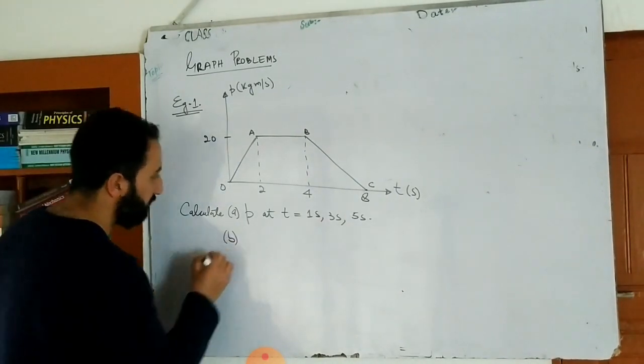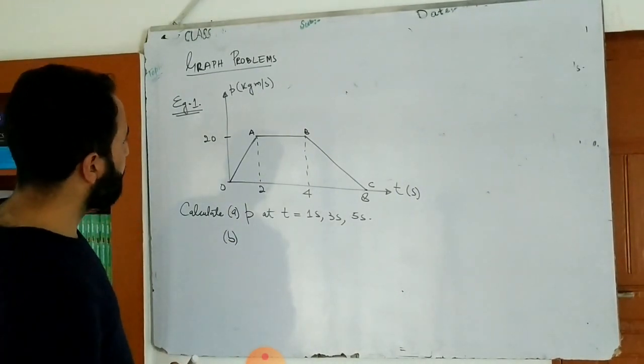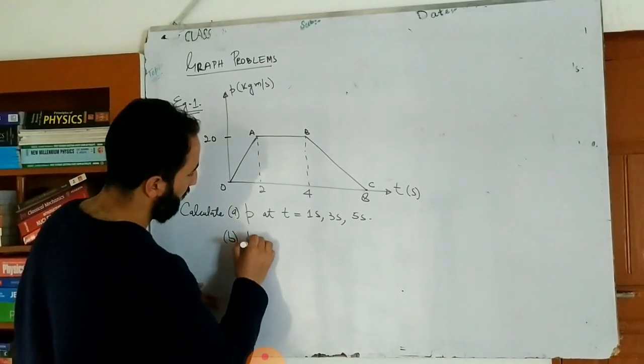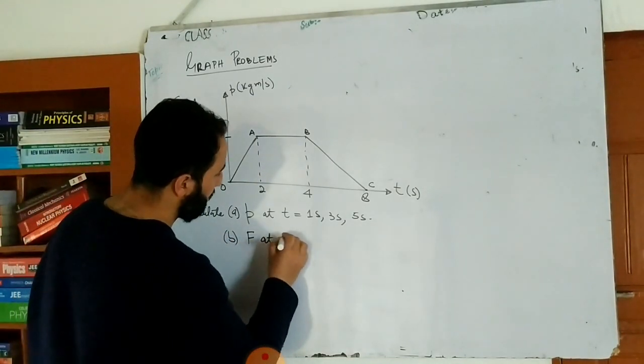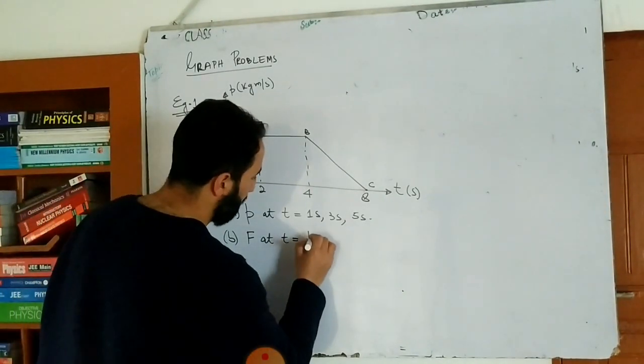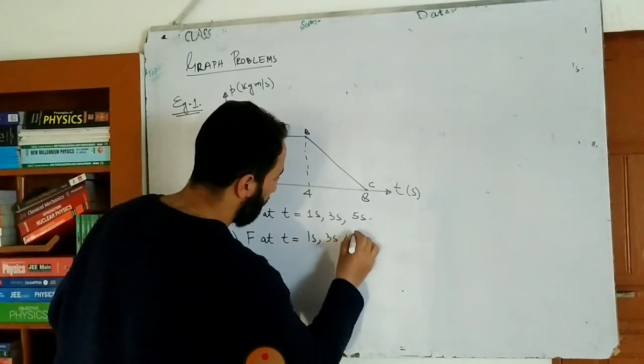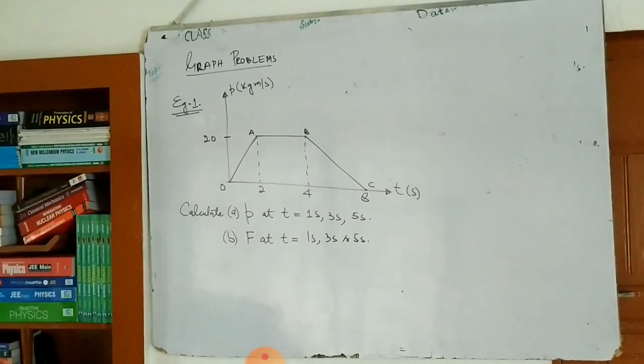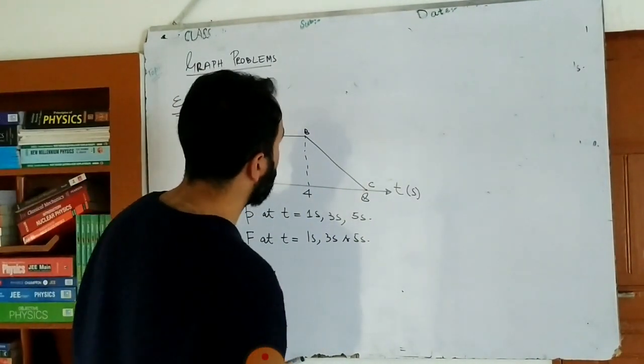Part B is that calculate force at the same times, 1 second, 3 seconds, and 5 seconds. So you have to calculate these two parameters. First of all momentum and then force. So let's calculate the momentum at t equal to 1 second.